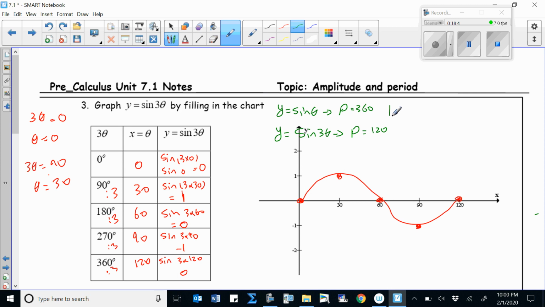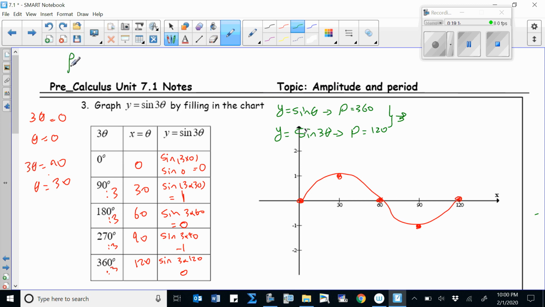Now we can make a conclusion from here. What happened to the function? The period of the function is divided by 3 to get 120. Where did we get the 3 from? From here, because 3 was multiplied by theta. So that means multiplying theta or the x value by a number gives a horizontal stretch or compression, and in this case it's a compression.